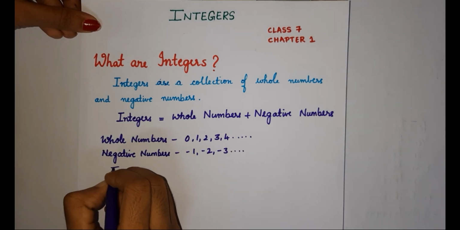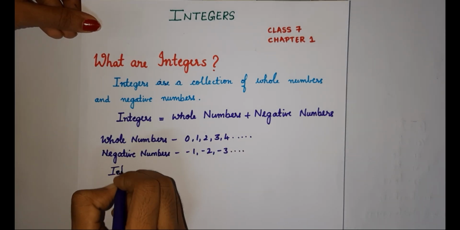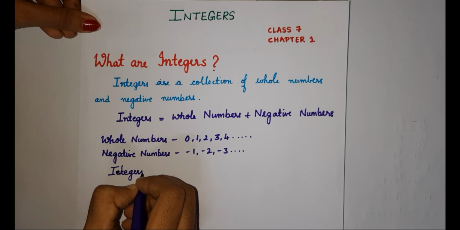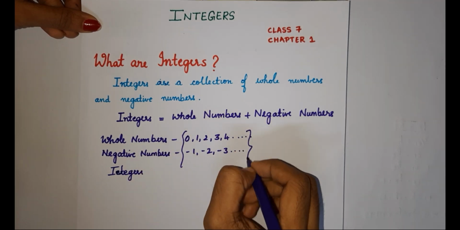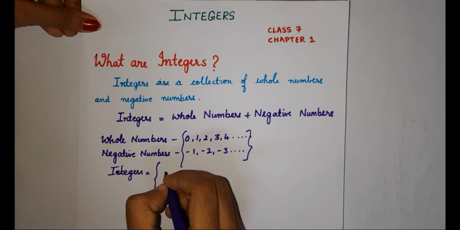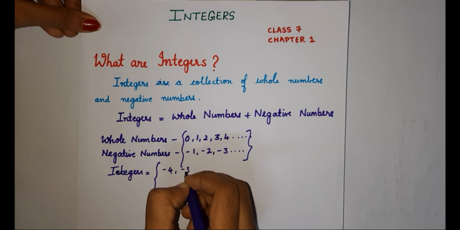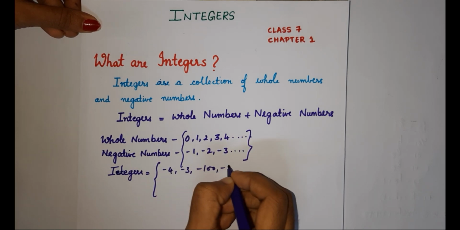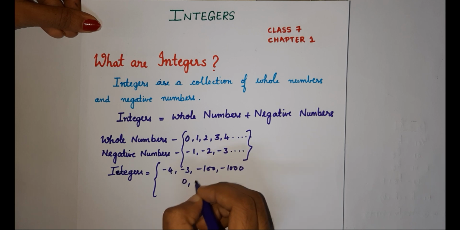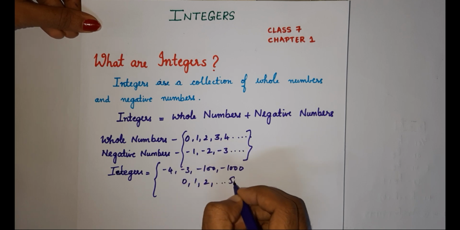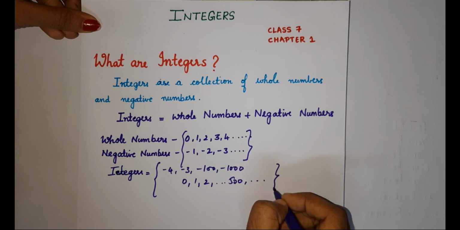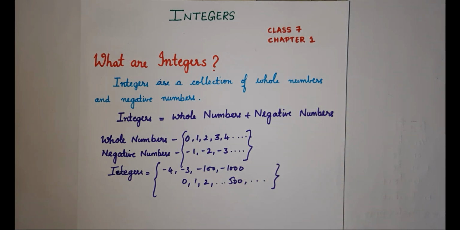So integers are a collection of all of these. You have all of this, so integers are like -4, -3, -100, -1000, 0, 1, 2, 500, and so on. So it's a larger set of numbers.